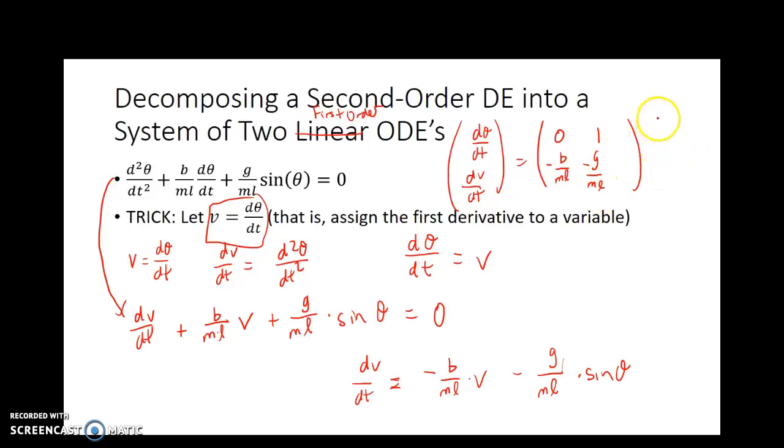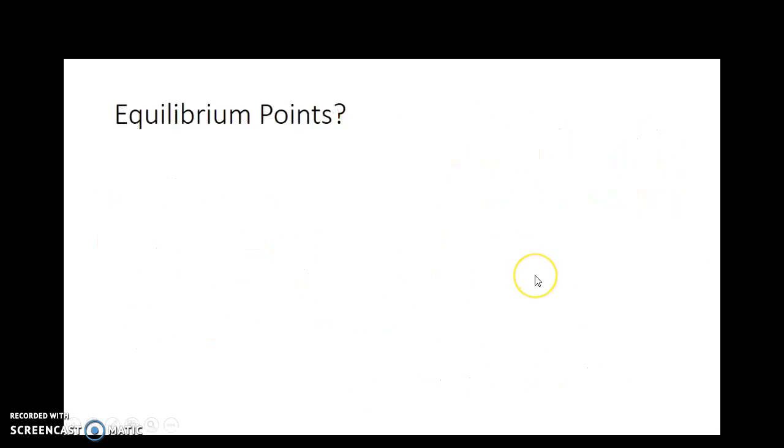Because this is a nonlinear DE, I actually cannot write this as a function of theta and v. So my problem here lies in the fact that, sorry, I should actually have these switched. This is the coefficient of v, this is the coefficient of theta. So it's not just negative g over ml times theta, it's negative g over ml times sine of theta. So unfortunately, I can't write this as a first order linear differential equation, to be specific. So what I can do is first of all think about the equilibrium points of this function.